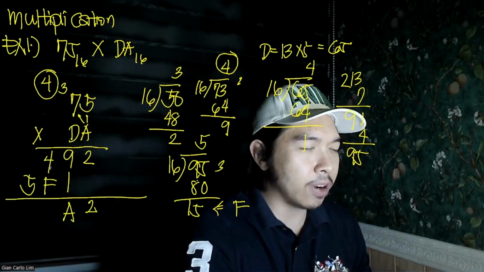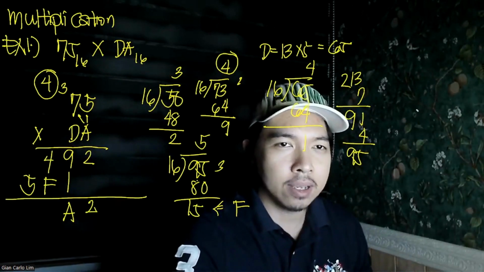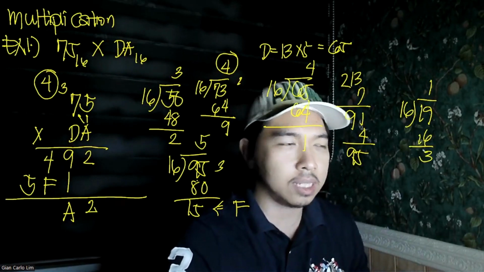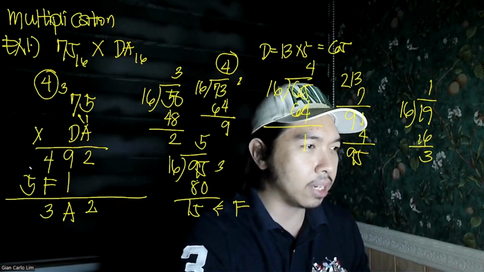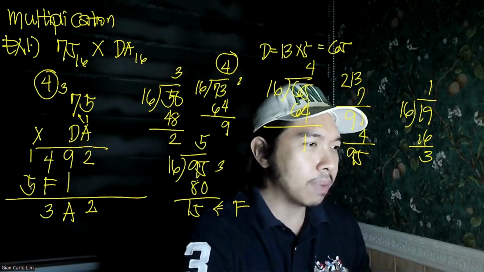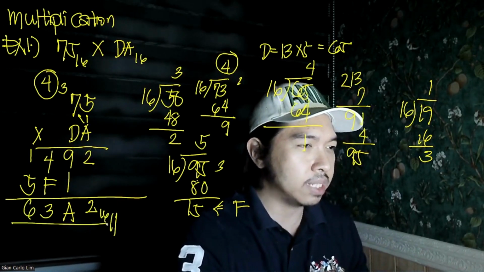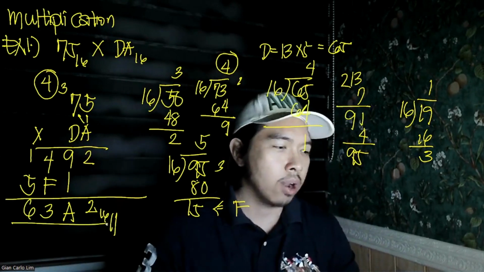15 plus 4, that is 19. Okay, so 19 divided by 16, so 1, 16, so 3. So we have here 3, carry 1. 1 plus 5 is equal to 6. So the answer is 6382, base 16. And this is now the answer for our first problem.